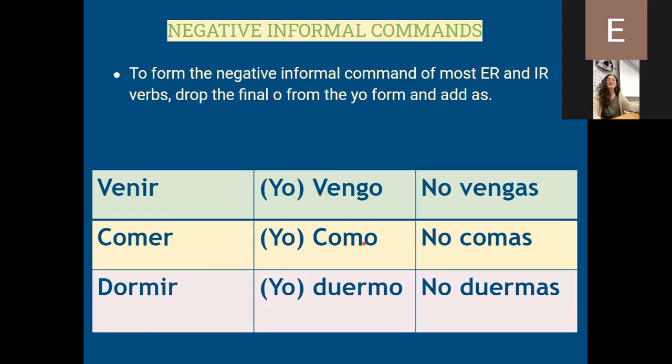Comer changes to como in the yo form. Drop the O, add an AS, no comas. Dormir has a stem change, it's O to UE. So we have duermo, drop the O, add an AS, no duermas, don't sleep.